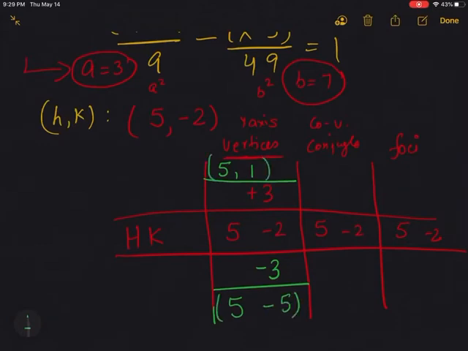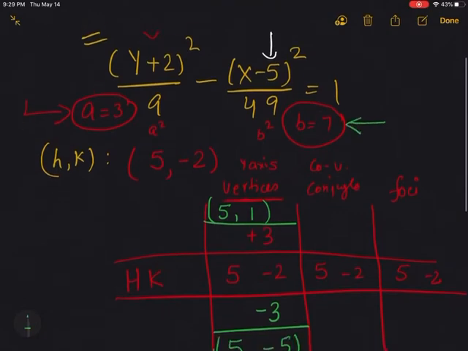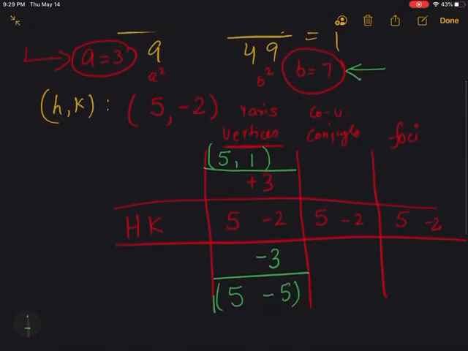Okay, now time to find co-vertices. So how many units do you go on the x-axis? It goes 7 units, right and left. Now, since it's on the x-axis, x would change, not the y, right? So what I'm going to do is add 7 to this x and subtract. If I add, that would be the number on the right side. So 7 plus 5 is 12, and negative 2. That would be the co-vertex on the right side, and on the left side it would be negative 2 and negative 2.